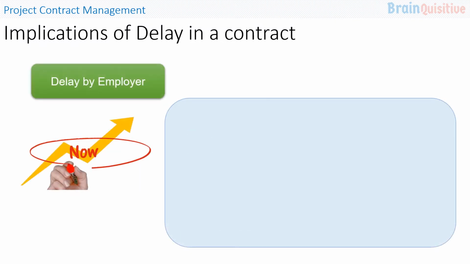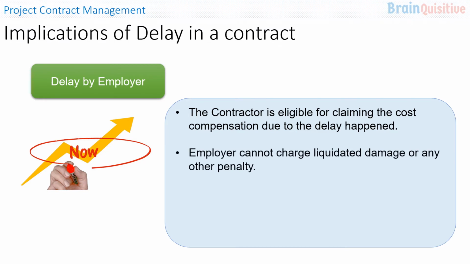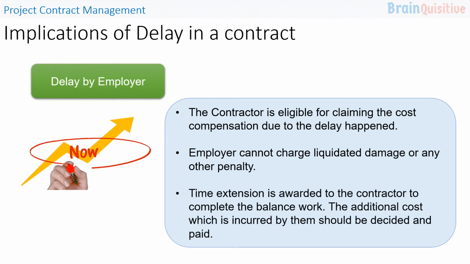For the delay which is caused by the employer, the contractor is eligible for claiming the cost compensation due to the delay that happened. The employer cannot charge the liquidated damage or any other kind of penalty to the contractor in case of the delay caused by the employer. The time extension is awarded to the contractor to complete the balance work. The additional cost arising out of this extended stay, which is incurred by them, should be decided and paid.